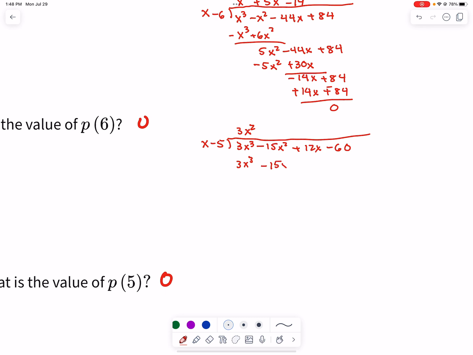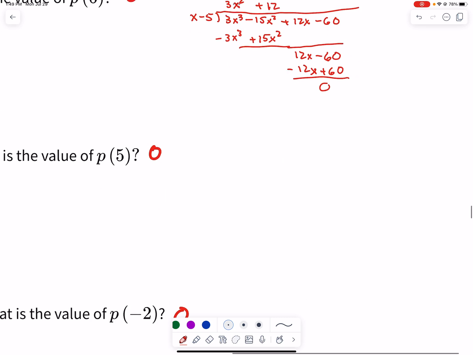Oh, look, they both cancel. Distribute subtraction, and just bring down the 12x minus 60, and x times 12. And is negative 5 times 12 negative 60? Sure it is. Distribute the subtraction by changing the signs, and add. And you have a remainder of 0 again. What a surprise. Next one.